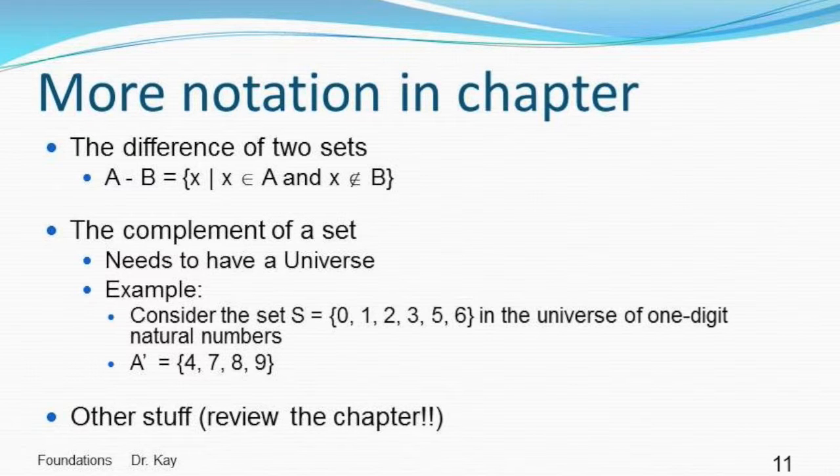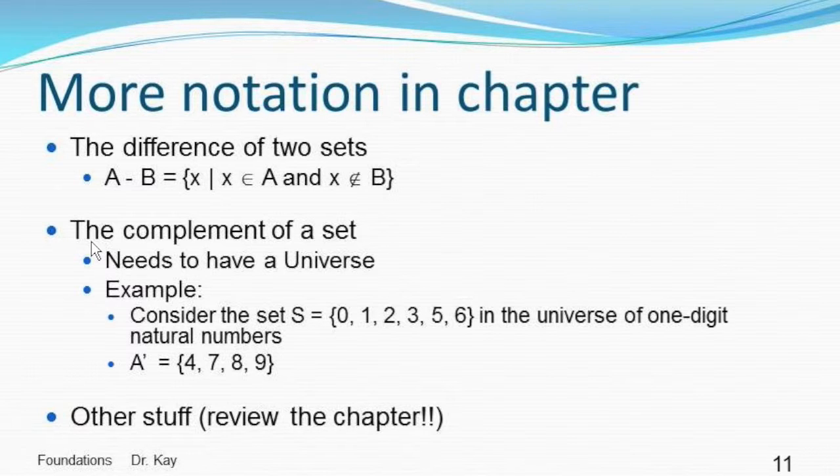Another piece of notation that the book introduces in this chapter that you may or may not be familiar with, but it's pretty straightforward, is the difference between two sets. So we can talk about the set A minus the set B. And that is just all elements that are in A and not in B, right? So if you have the difference between two sets, it's the set of all elements that are in A but not in B.